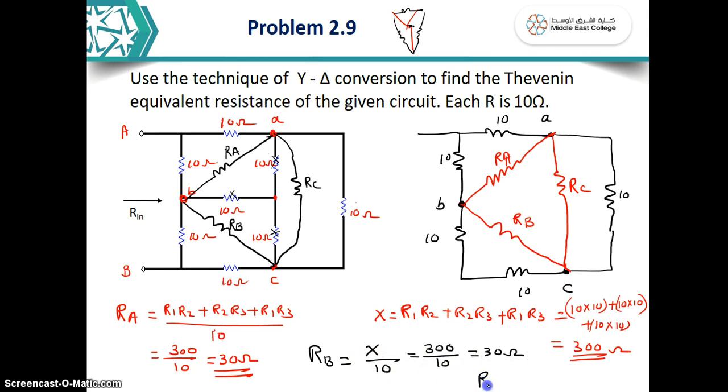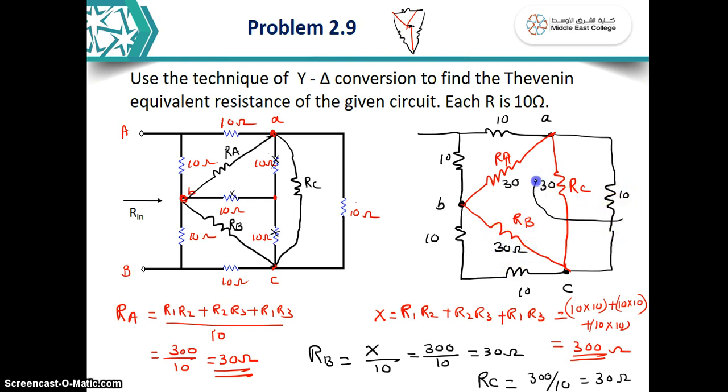Similarly RC. RC is what? This. So it is between these two, so I should write this resistance. All are 10, so it will not make a difference here. 300 divided by 10. So all are 30. So now this is 30 ohm. This is 30 ohm. This is 30 ohm.